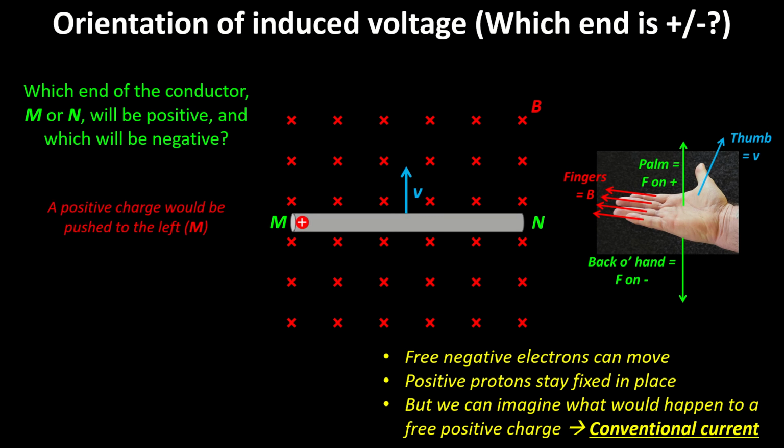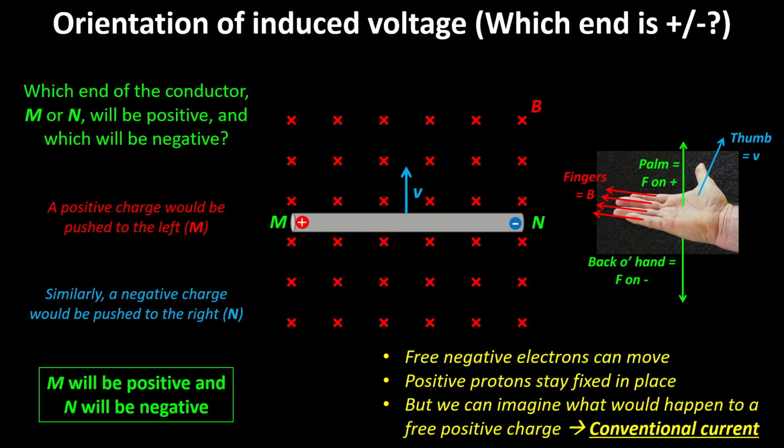We could also consider what would happen to a negative charge. The negative charge, because it's got the opposite charge, will move in the opposite direction. So a negative charge would be pushed towards N, to the right. So that will end up where M would be positive and N would be negative. So we can use the right-hand rule to figure out the orientation of the voltage, so which end would be positive and which end would be negative.